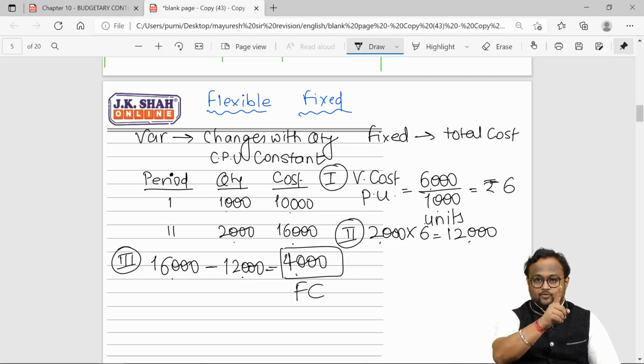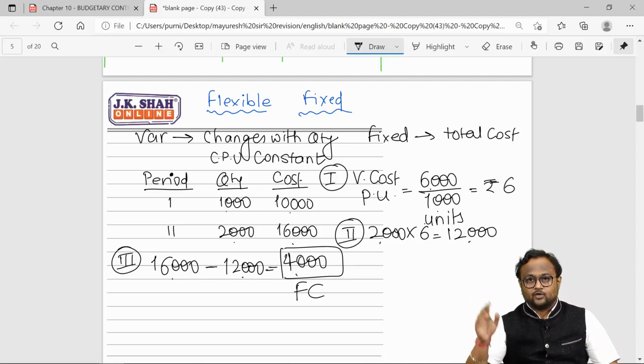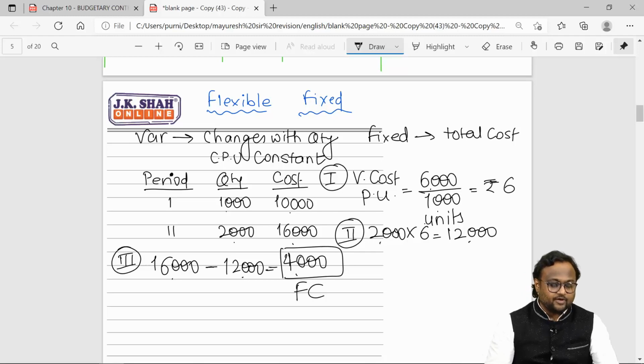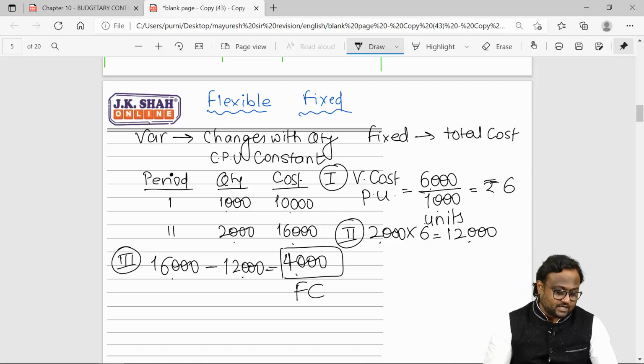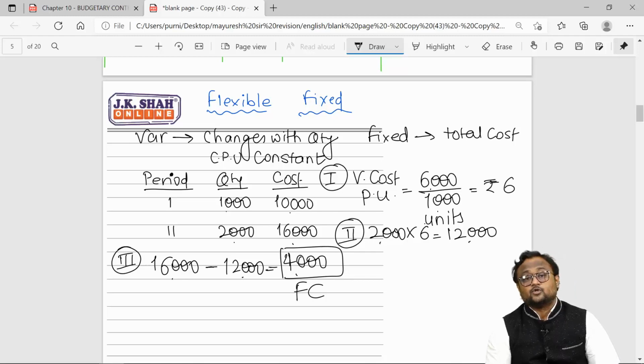For variable, CPU is the base. For fixed, total is the base. Any change in variable cost will be recorded in CPU. Any change in the fixed cost will be recorded in total. If there is a semi-variable cost, split that cost into two parts, variable as well as fixed. Variable portion will be merged with variable and fixed portion will be merged with fixed structure. It is that simple.